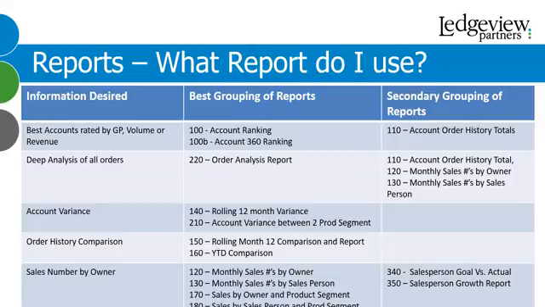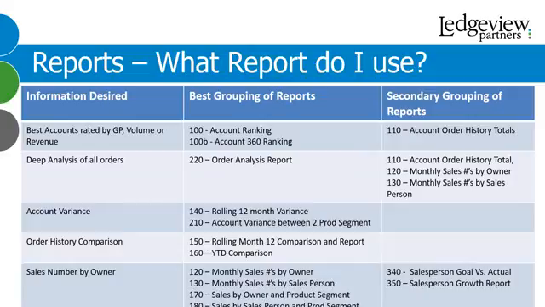Account variance. There's two different ways we show account variance. Report 140 does a rolling 12-month. Report 210 does an account variance between two product segments. Order history comparison. If you want to compare the rolling 12 months, look at Report 150. If you just want to do a year-to-date comparison, Report 160 is your report to go with.